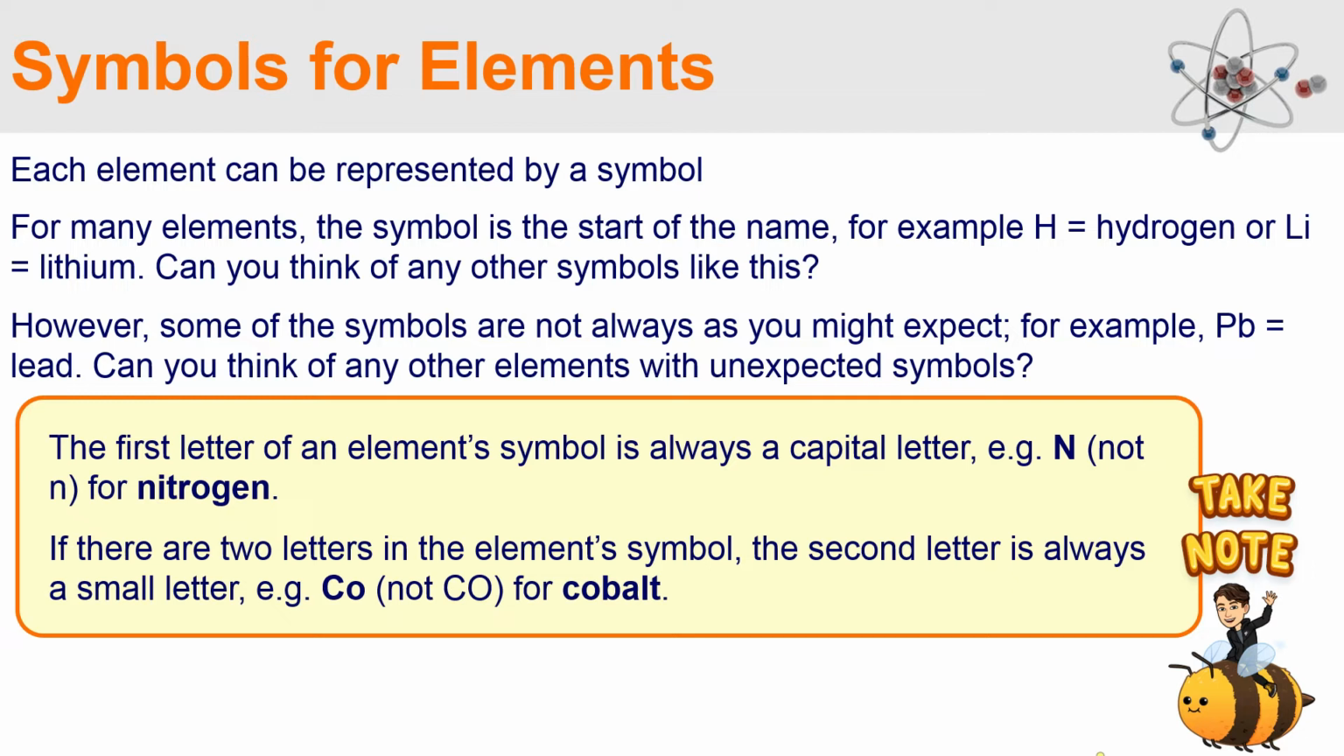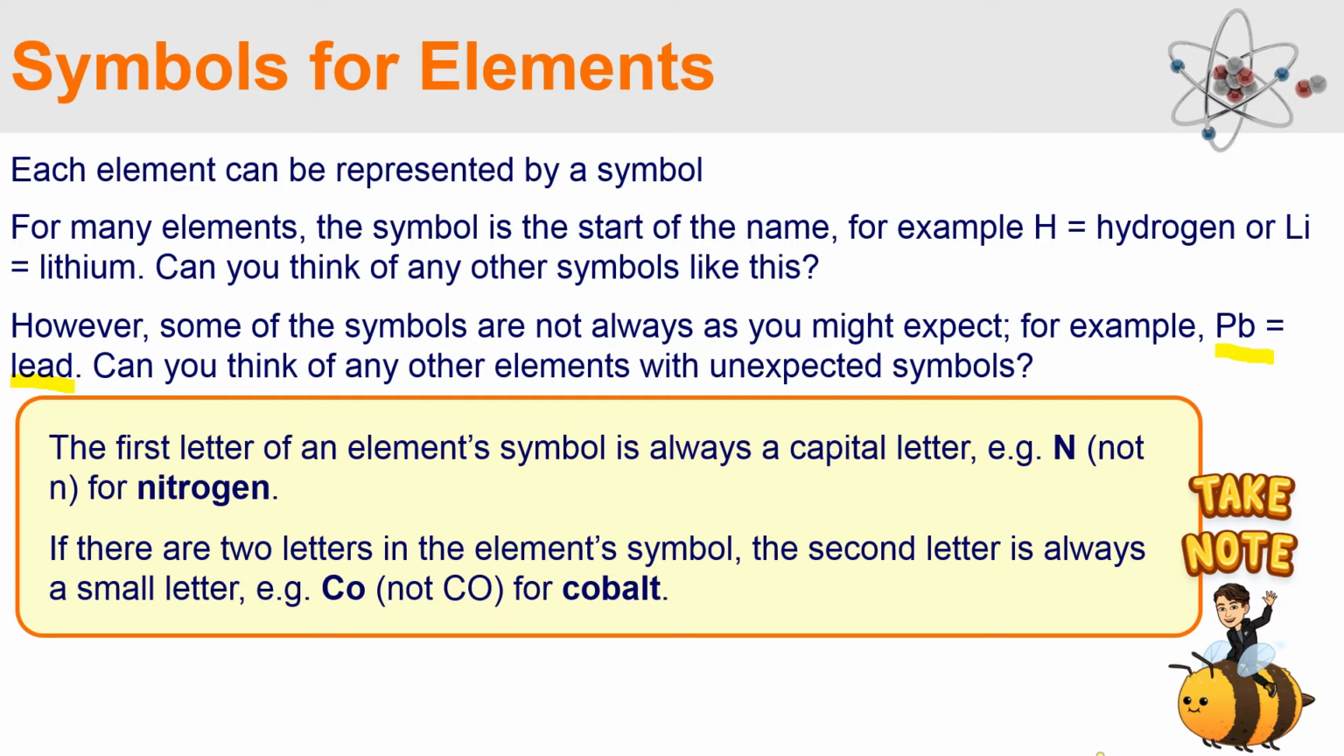For example, Pb for lead. You have also other examples such as Au for gold, Ag for silver. Can you think of any other elements with unexpected symbols? So we are going to discuss more of that later on.